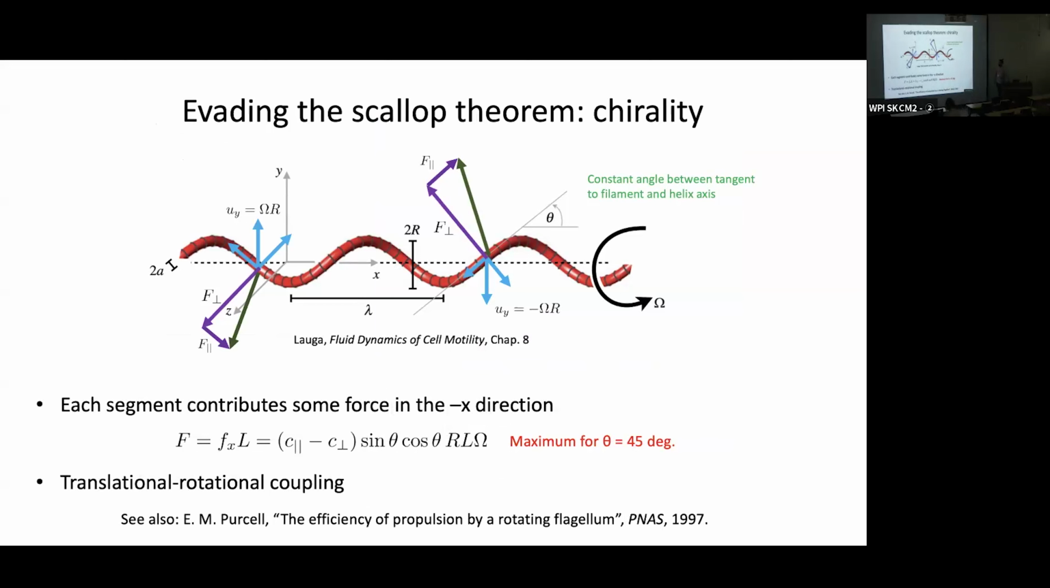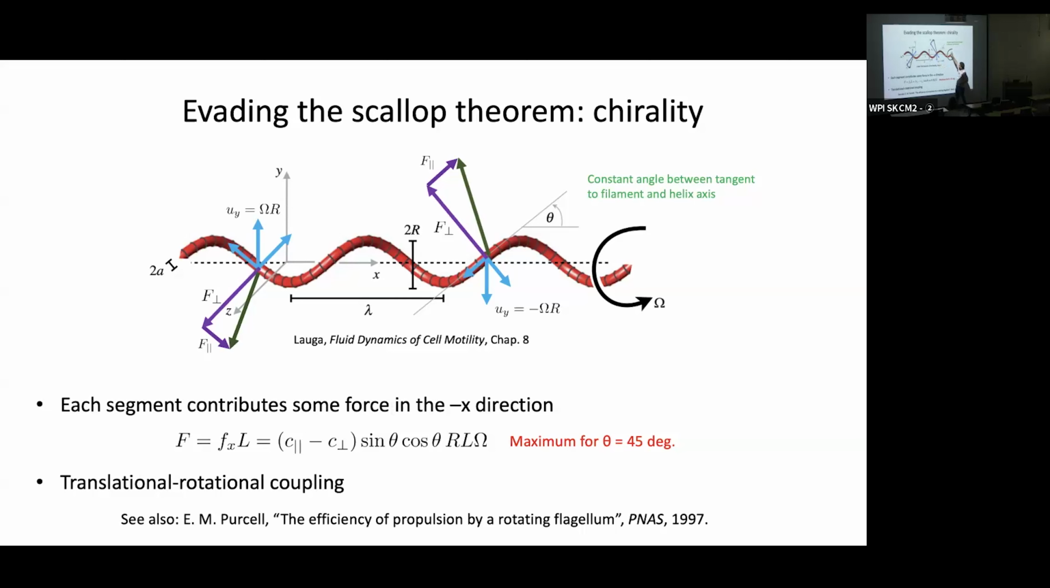And if you work out the force balance in each segment, the key to the helix motion on a dynamical level is the anisotropy of drag that we've already seen, that a rod has much higher drag coefficient in the orthogonal direction or perpendicular direction than in the parallel direction.